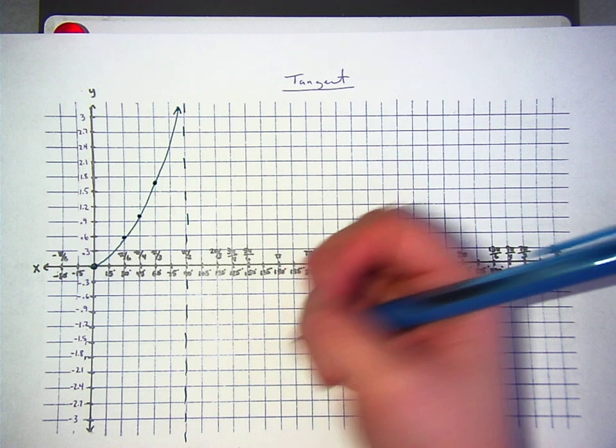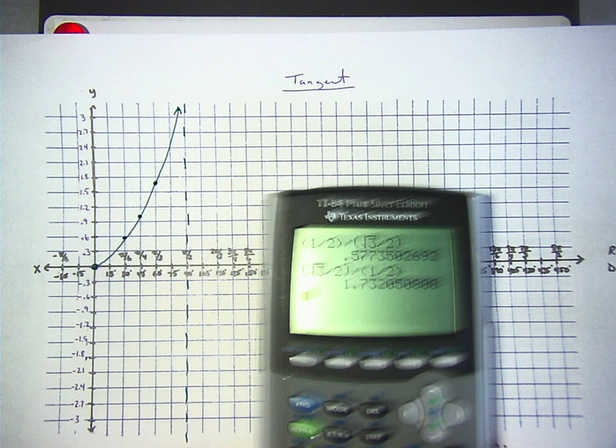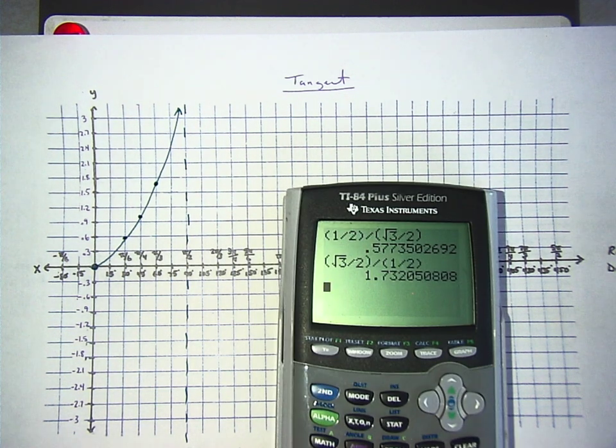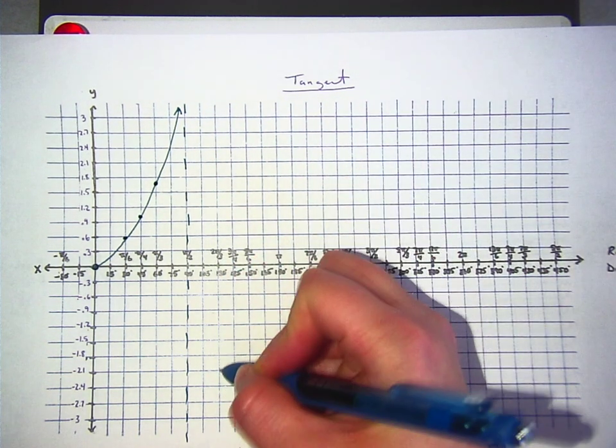Next, what are we on? 2 pi over 3? That one is the square root of 3 over 2 divided by negative 1/2. Now, we just did this, right? We just did the square root of 3 over 2 divided by 1/2. What's the only difference? Negative. It's negative. So this time it's at negative 1.7.